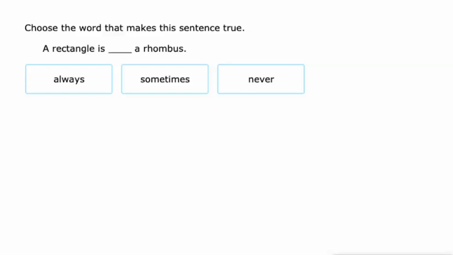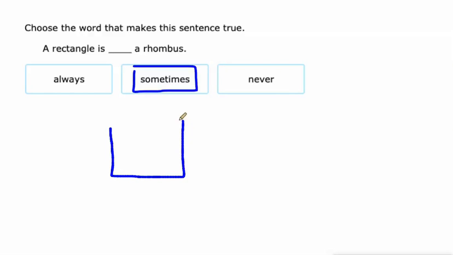What about a rectangle compared to a rhombus? Will a rectangle always be a rhombus? Well, a rectangle will always be a parallelogram, and a rhombus is a kind of parallelogram, but it's always got four equal sides. So a rectangle sometimes will be a rhombus. It would look like this. Four equal sides, that would make it a rhombus. Four right angles, that would make it a rectangle. A rectangle that is a rhombus would be called a square, but sometimes a rectangle can be a rhombus.